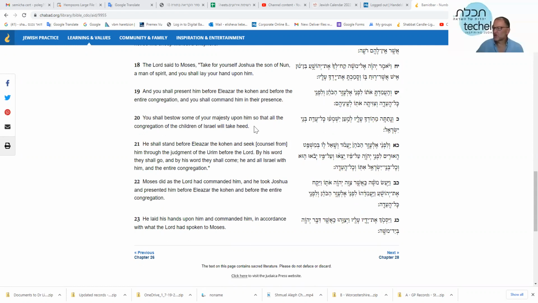There's two processes going on here, isn't there? The first process is Moshe leaning his hand upon Yoshua's body, head, presumably. It doesn't say so, it just says alav, on him. And the second thing is presenting him before Eleazar HaKohen and presenting him in front of all the people. And that is how Yoshua became the leader. So he gets his semicha from Moshe, and then he is, as it were, confirmed by the Eleazar.